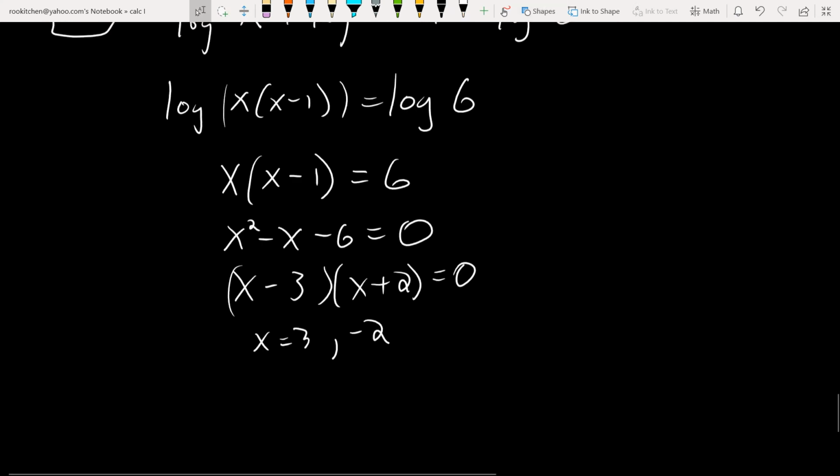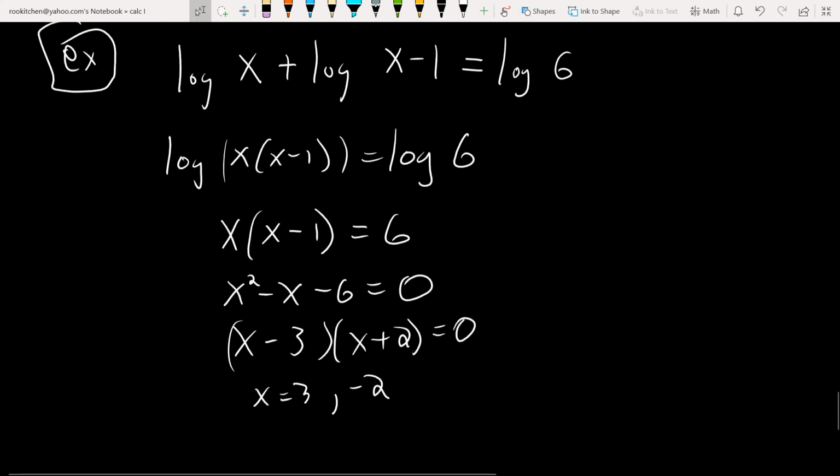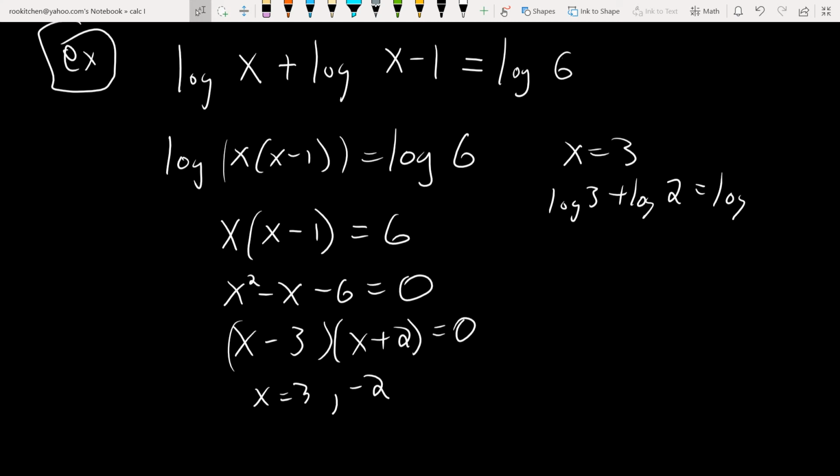And then I got to check both of them in the original equation before I messed around with it. So x equals 3. I have log of 3 plus log of 3 minus 1, which is 2, equals log of 6. Log of 3 plus log of 2. You can use properties of logs to make that log 6, and that is the same as log 6. So that works.